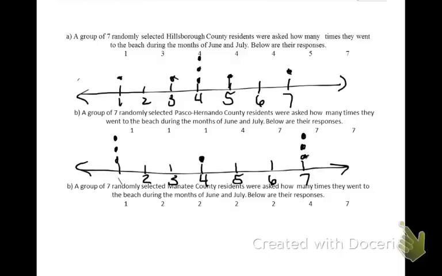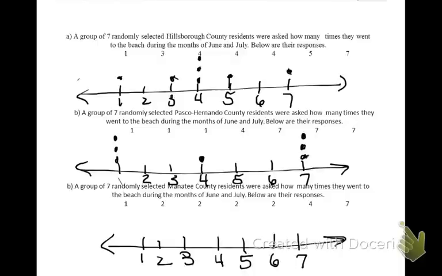And in the third example, we move into Manatee County. There's a 1, there's 1, 2, 3, 4 2s, a 4, and a 7. If you notice, these 3 dot plots look very different.